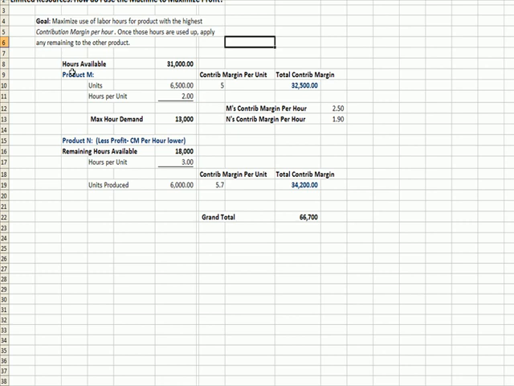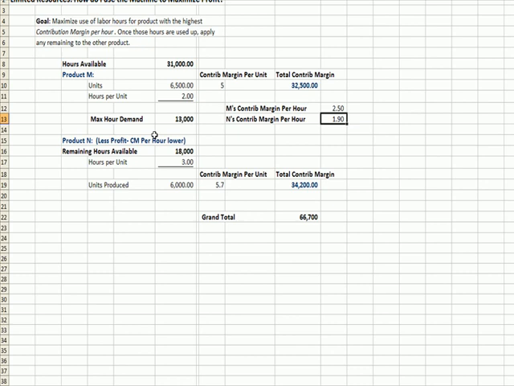We've got product M as in Mary and N as in Nancy. And we have a contribution margin for each. And we also see that each unit has a certain number of hours required. So a contribution margin of 5 requires 2 hours to make a unit of product. This has a contribution margin of 5.7, but it takes 3 hours to make the product. So if I look at M's contribution margin per hour, it happens to be $5 a unit divided by 2 hours. Each hour I'm making $2.50.